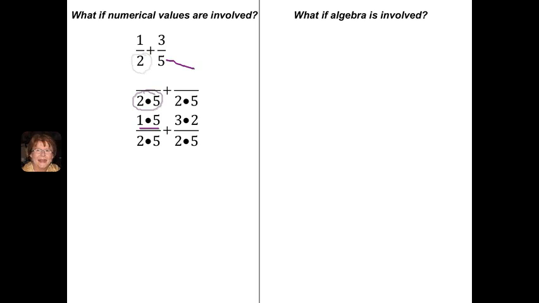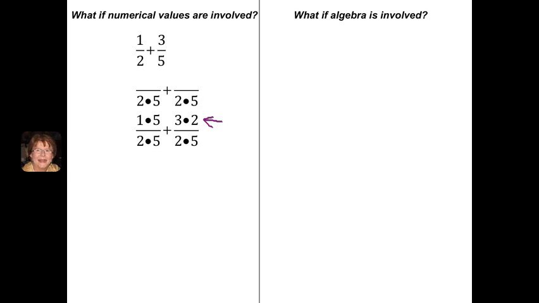Notice from 5 to 2 times 5, the denominator changed by multiplying by 2. Therefore, you must multiply the original numerator by 2 as well. Therefore, we call this our equivalent fraction.